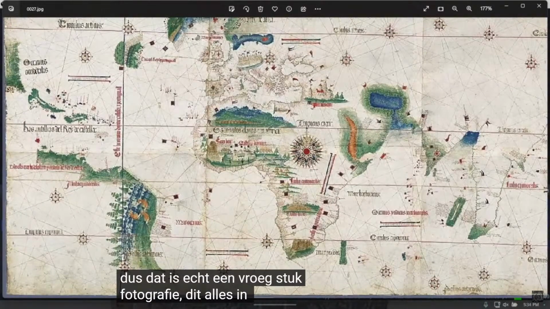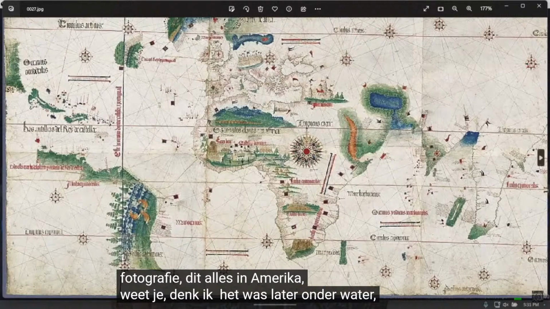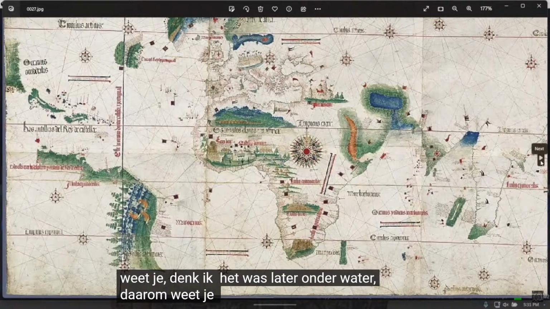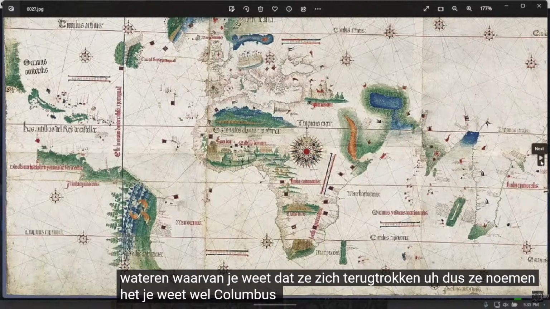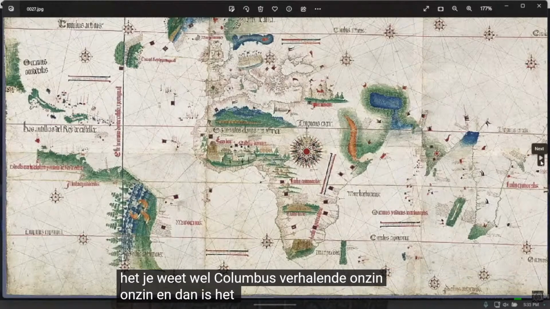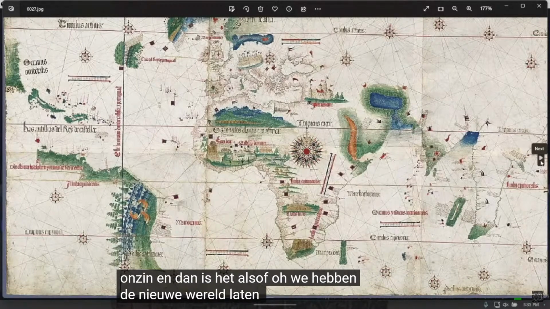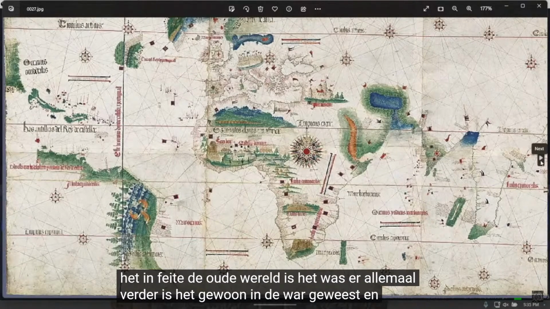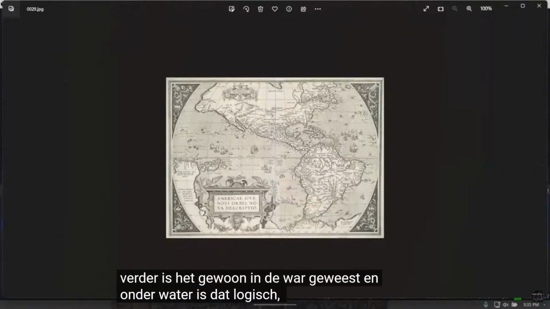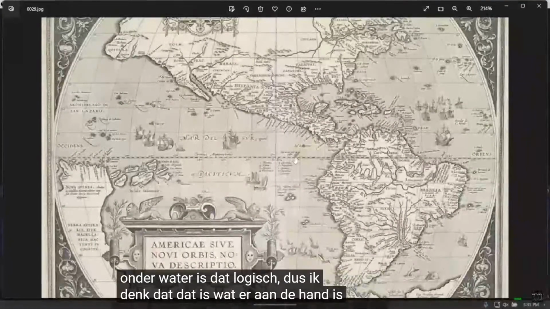All of this in America, I reckon it was underwater later, which is why the waters receded. So they call it the Columbus narrative, bullshit. And then it's like, oh, we've got the New World, let's populate it. When in fact it's the old world. It was there all along. It's just been messed up and underwater. Does that make sense? So I think that's what's going on.